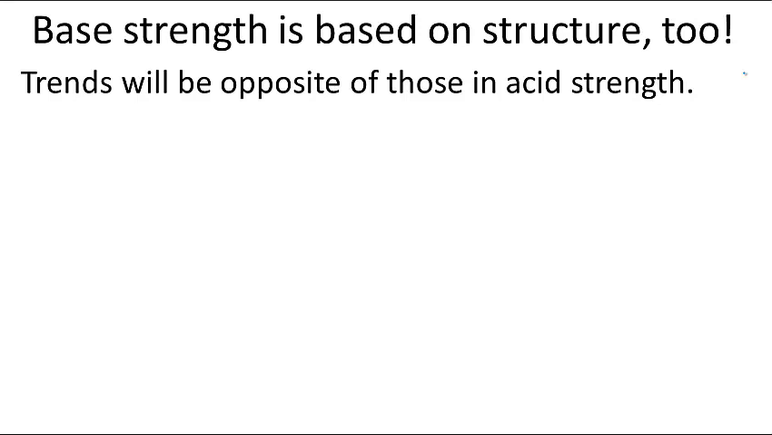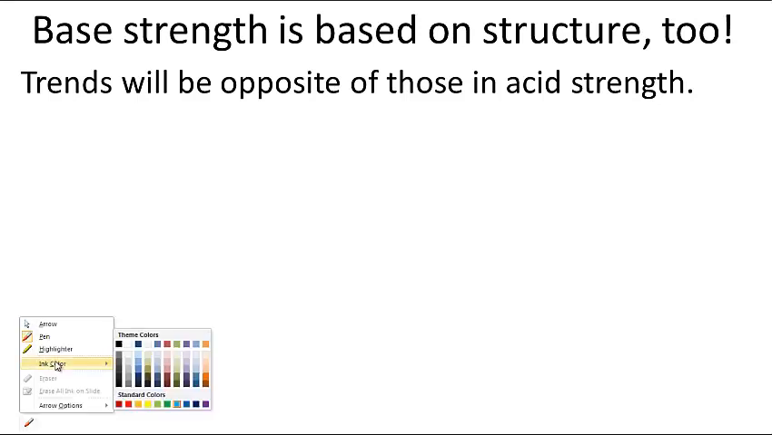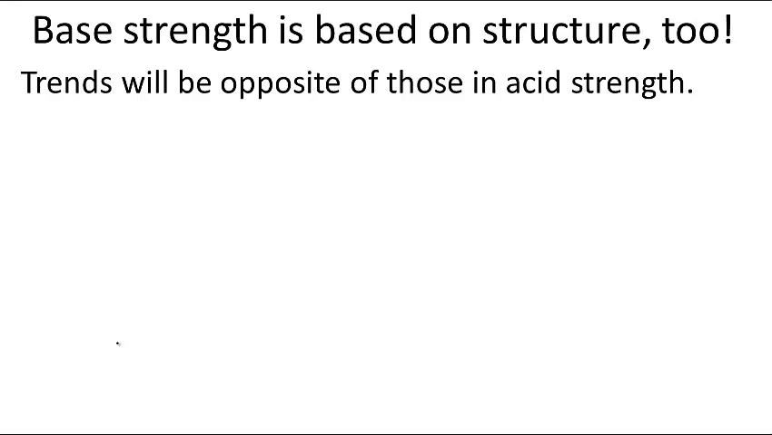So what were the trends? We saw that when hydrogen is bonded to an atom further to the right in the periodic table, it's more acidic. So when you're looking to bond a hydrogen to an atom further to the left in the periodic table, that's going to be a more basic base.